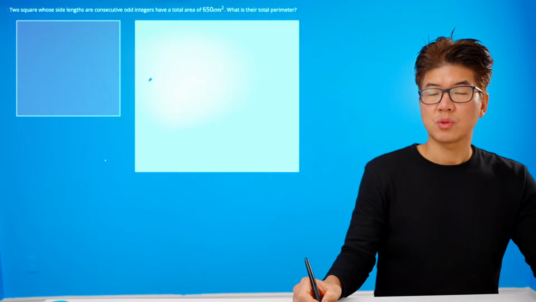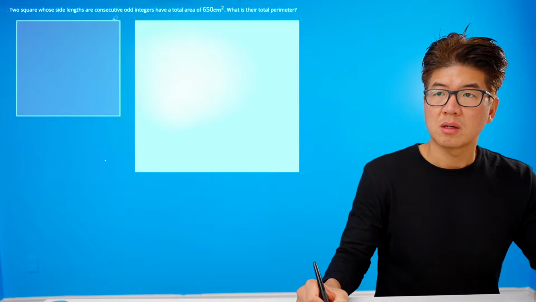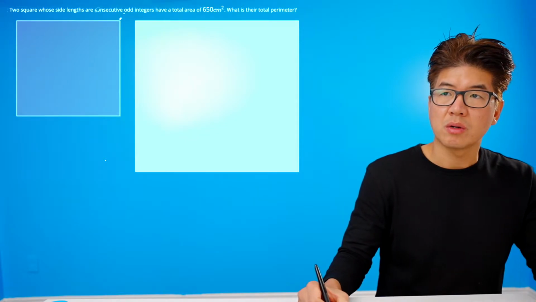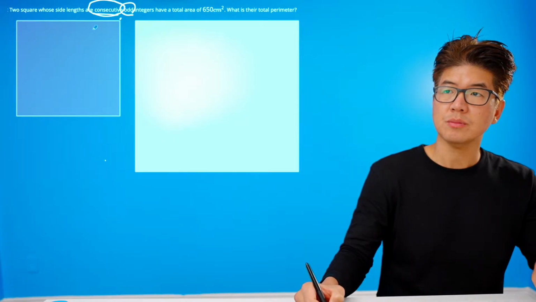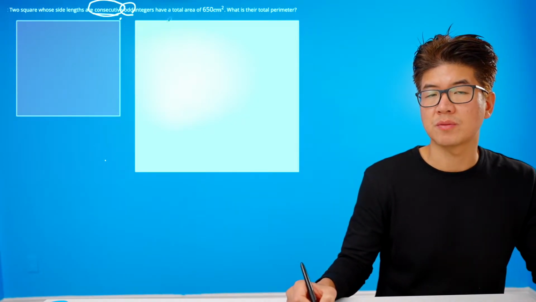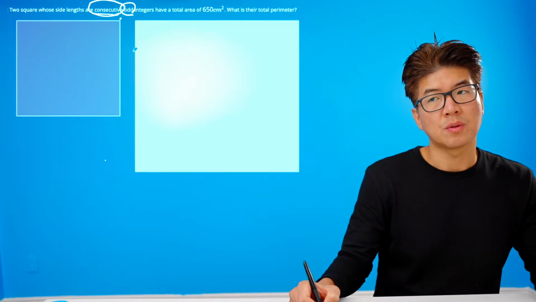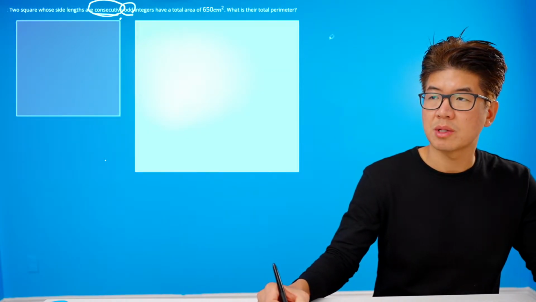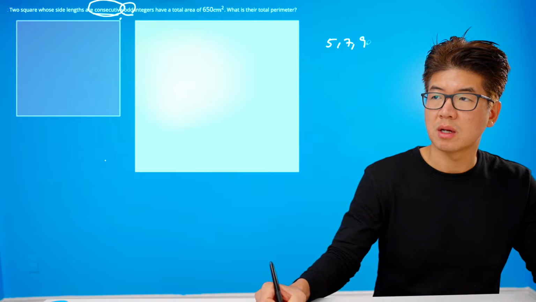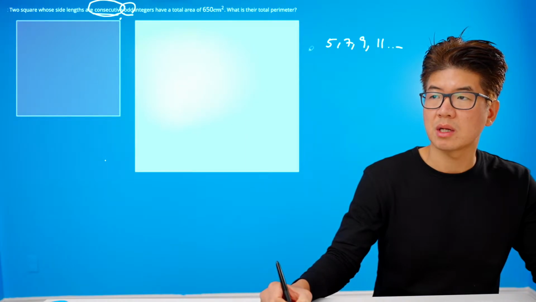We have two squares whose side lengths are consecutive. Okay, so consecutive and all. There are two important words here. That is a total area of 650. So, an odd integer and they're consecutive. That means numbers like 5, 7, 9, 11. These are consecutive odd integers.